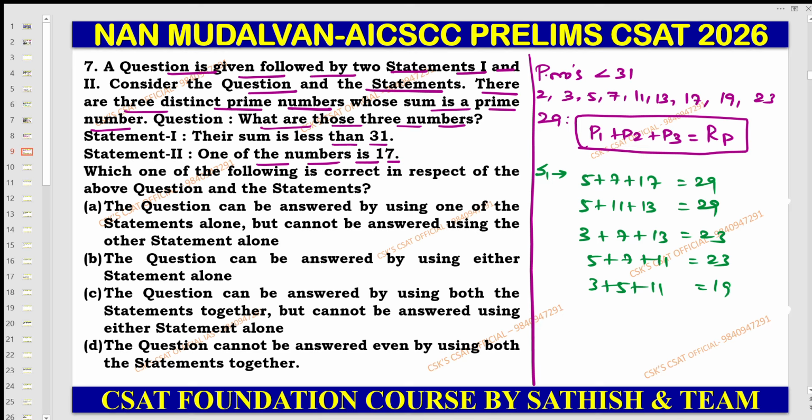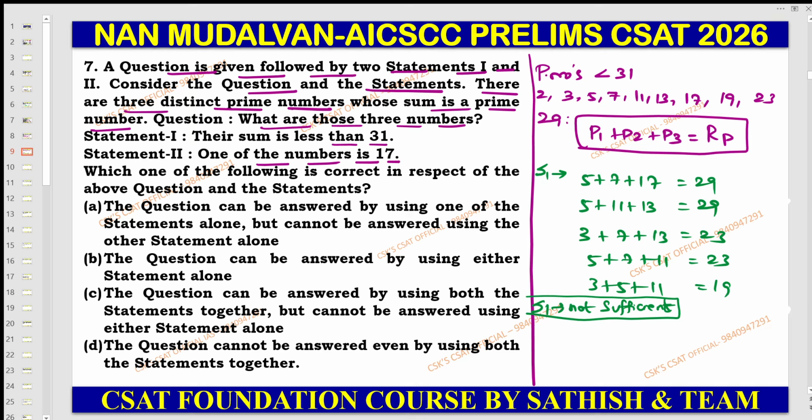Then what are those three numbers? Can you say the three numbers here? Because it has multiple solutions. In such a situation, you can't determine the numbers. So therefore, S1 is not sufficient. You have multiple values for the three numbers.